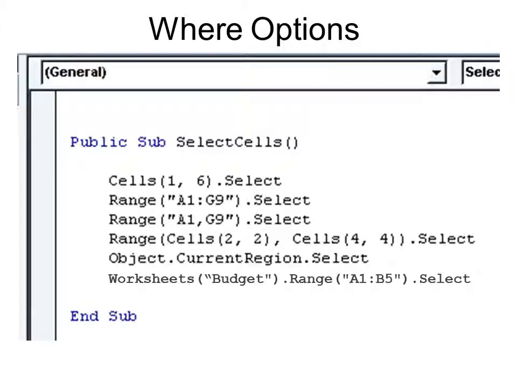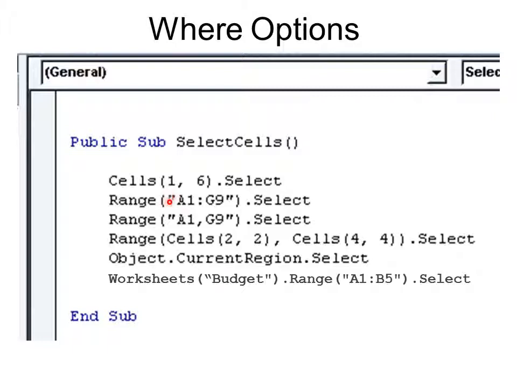These are some where options. The first one you see here is cells. It says cells 1, 6, and those are in parentheses. What is 1? That's the row. The first one is always the row, the second one is always the column. And if you're writing code, you might get used to this. This would be F1. If we were looking at an Excel spreadsheet, it would be F1. Therefore, if cells 1, 6 is kind of awkward for you, you might want to use range instead.